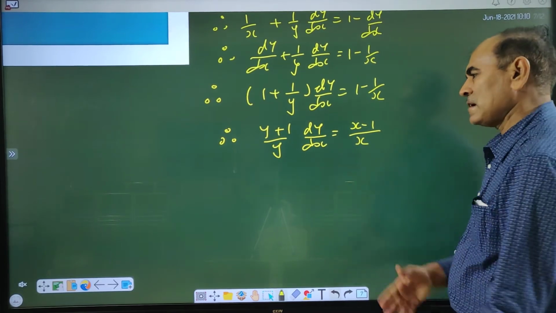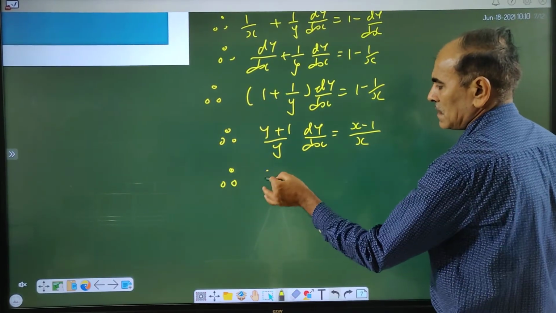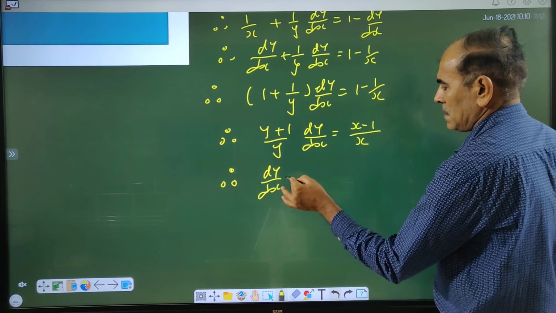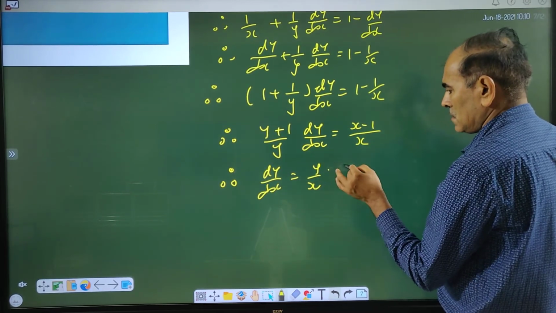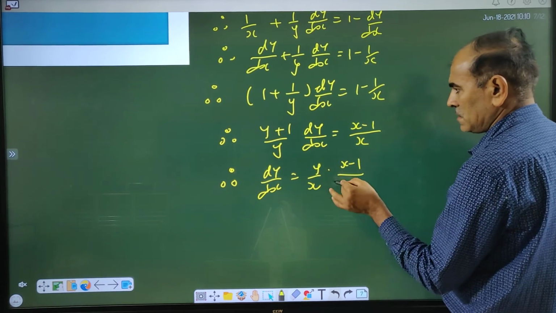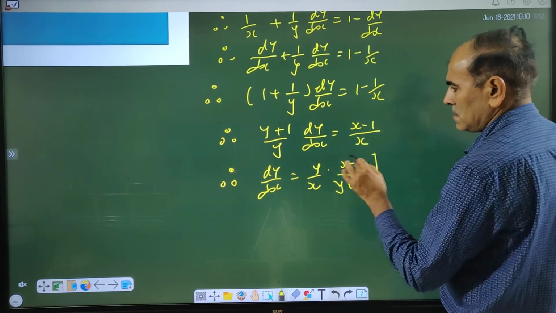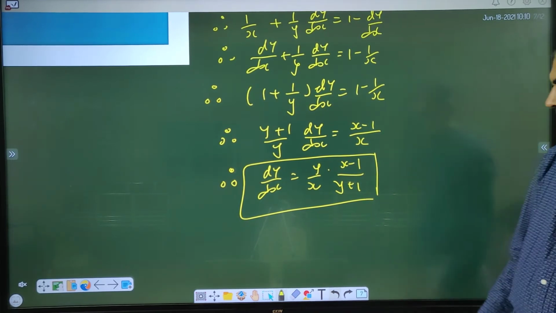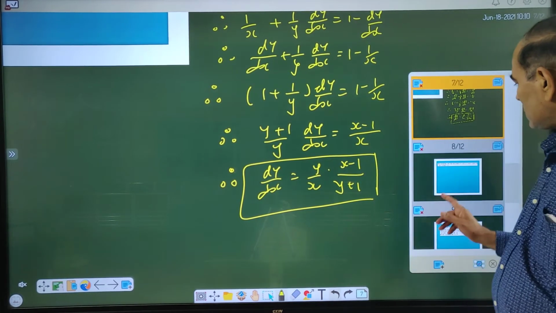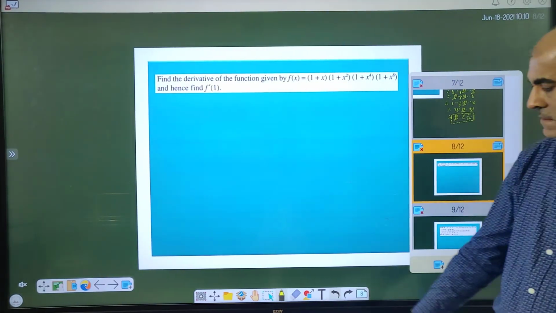Now make dy by dx the subject. And therefore dy by dx is equal to y goes in numerator. Here x minus 1, and that comes in numerator, and y plus 1 in the denominator. And this is the dy by dx. Yeah. So let us see next one. Yes. See.